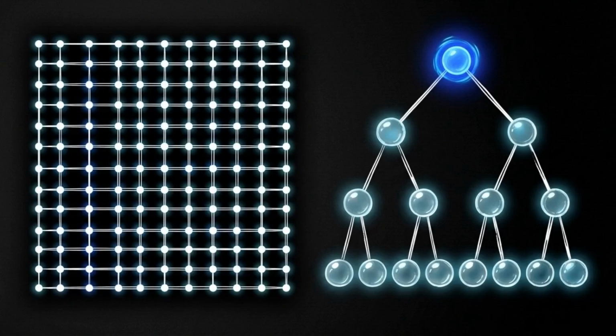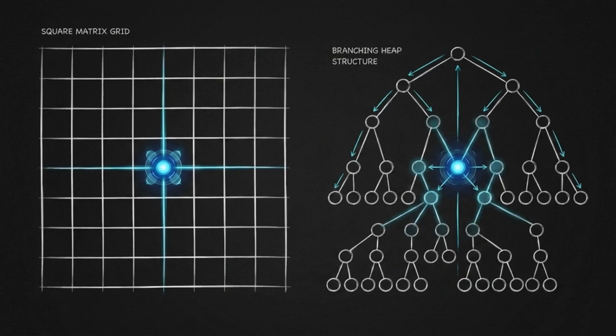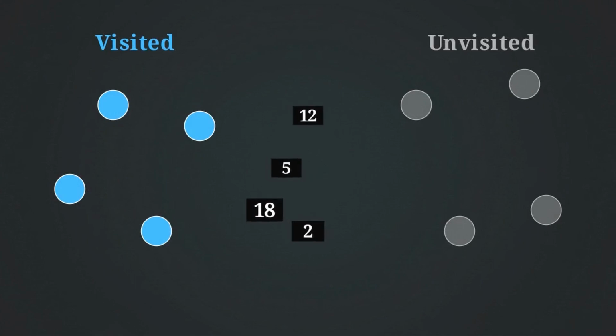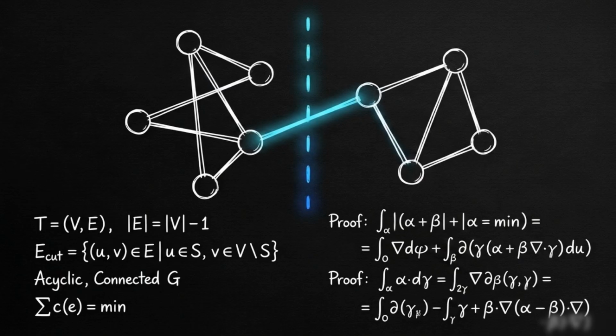As displayed here, the architecture you select dictates your speed. The matrix yields O of V squared, while the min heap yields O of E log V. Regardless of the structure, the core operational mechanism is identical. Iteratively add the cheapest safe edge that bridges the gap between visited and unvisited territory. This step-by-step process is shielded from error by the mathematical certainty of the cut property.